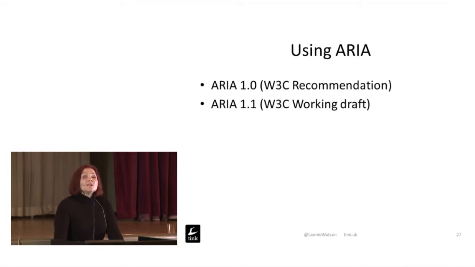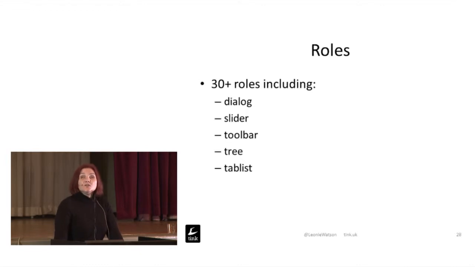And ARIA basically is a set of attributes that you can use to add to HTML that will either change or override or update the information the browser makes available in the accessibility tree. There are lots of roles that you can apply using the role attribute. There are more than 30 of these defined in the 1.0 specification.